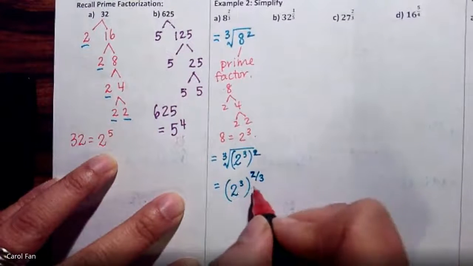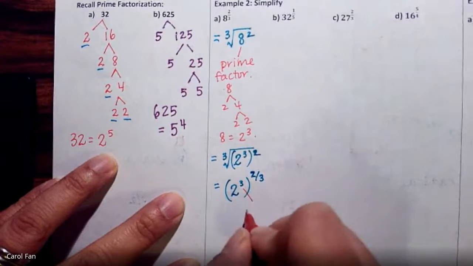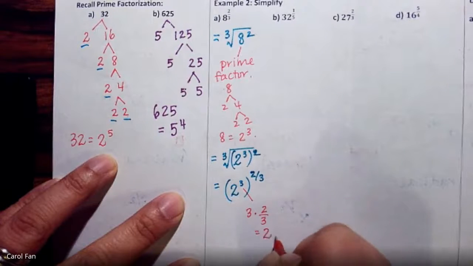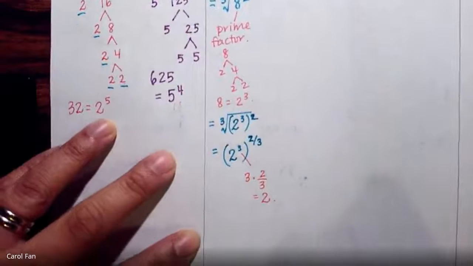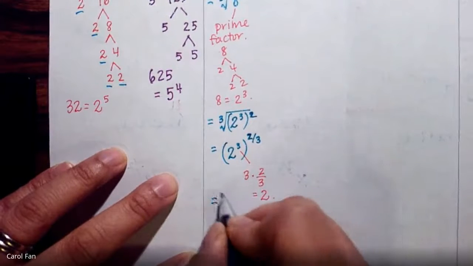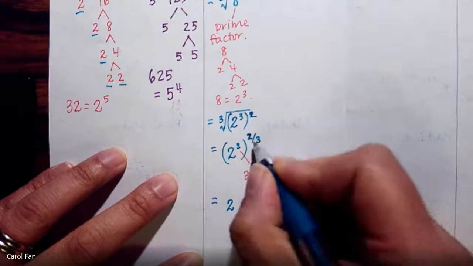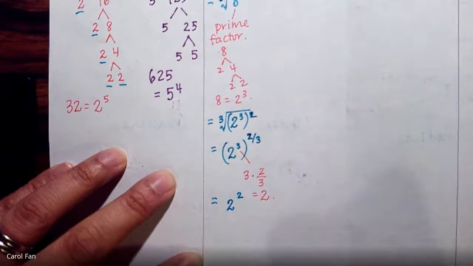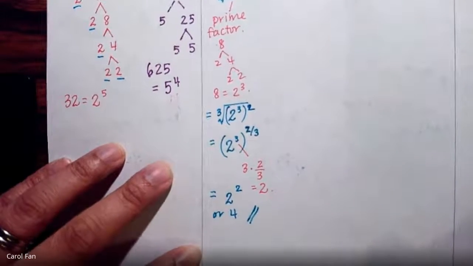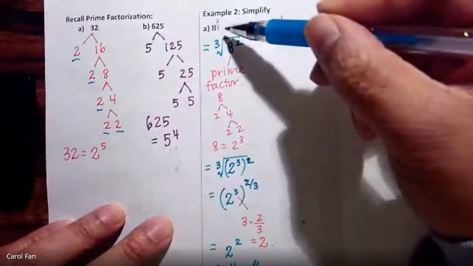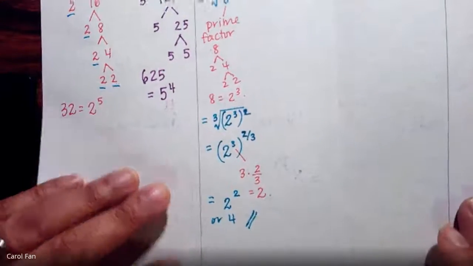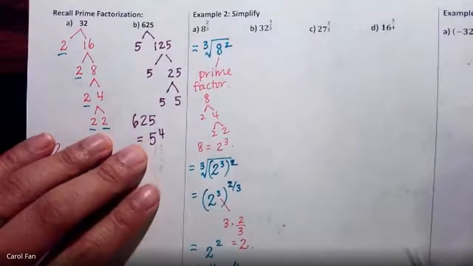We're going to use the power rule. So 3 times 2 over 3 is equal to 2. So when I simplify this, I have 2 to the power of 2, or 4. And that's my final answer. We know that this is equivalent to 4. Let's do another question like that.